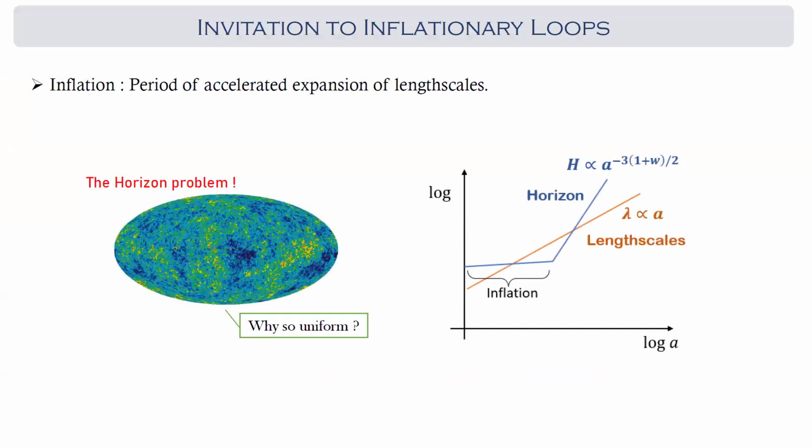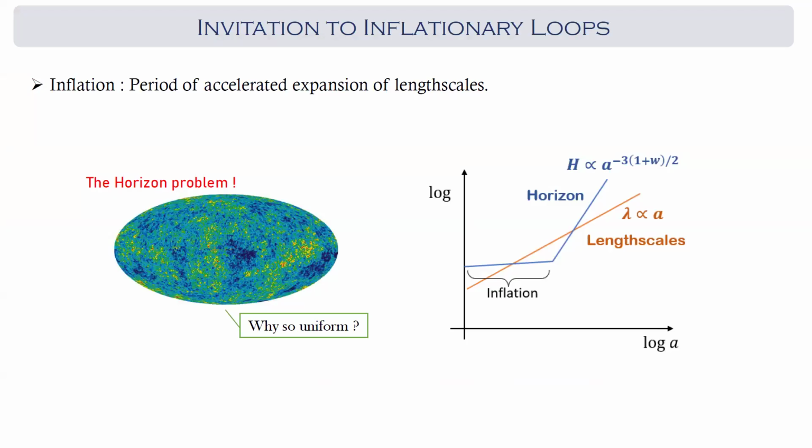Now, before I start talking about inflationary loops, let me start by talking a little bit about what inflation is. Inflation is an era in the history of the universe when the length scales underwent accelerated expansion. This was proposed to offer a solution to some of the observational inconsistencies seen in the standard model of cosmology without inflation.